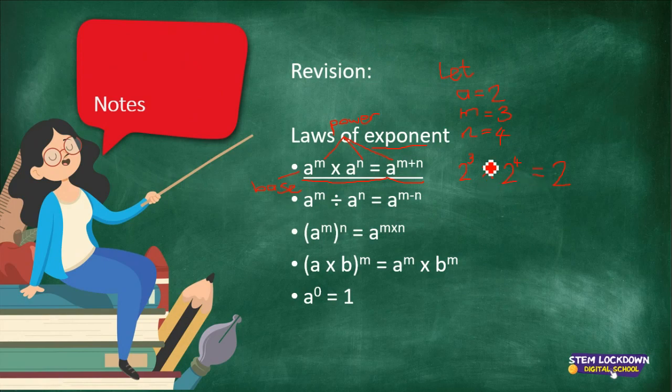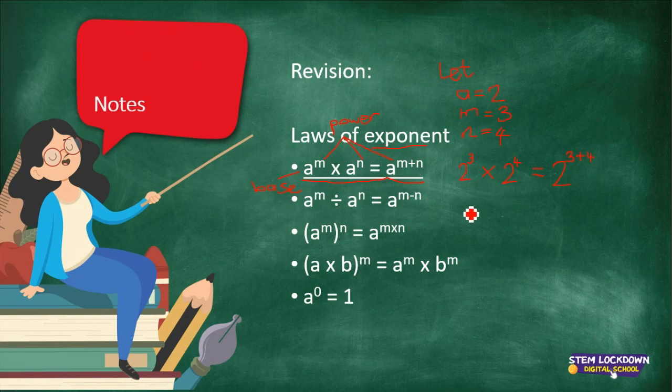If they're not the same, these laws cannot apply. So now notice if you are multiplying exponents with the same bases, the exponents must be added. So this will be equal to 3 plus 4, right? Simple.